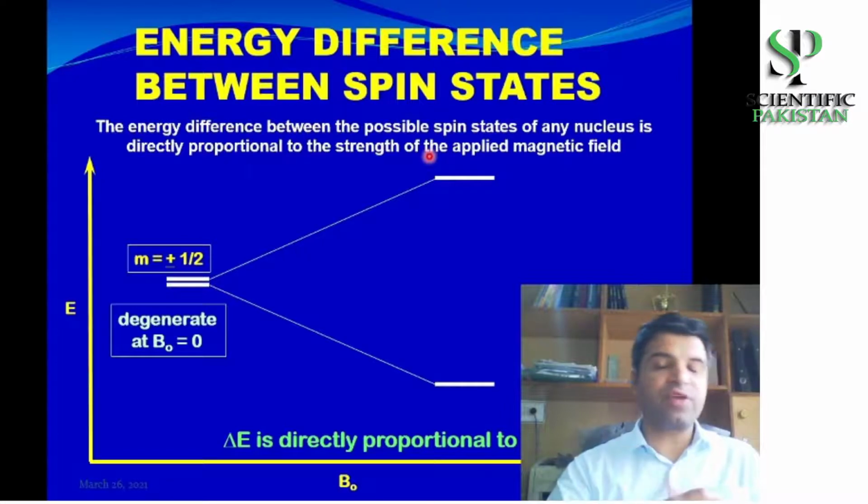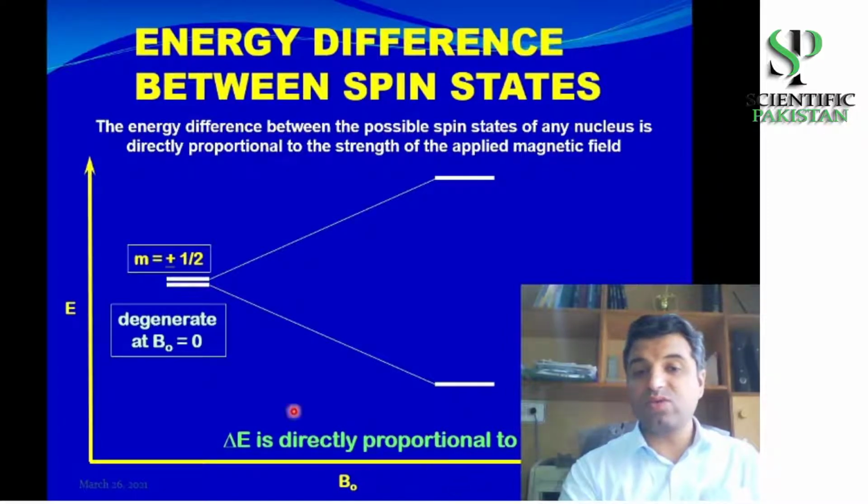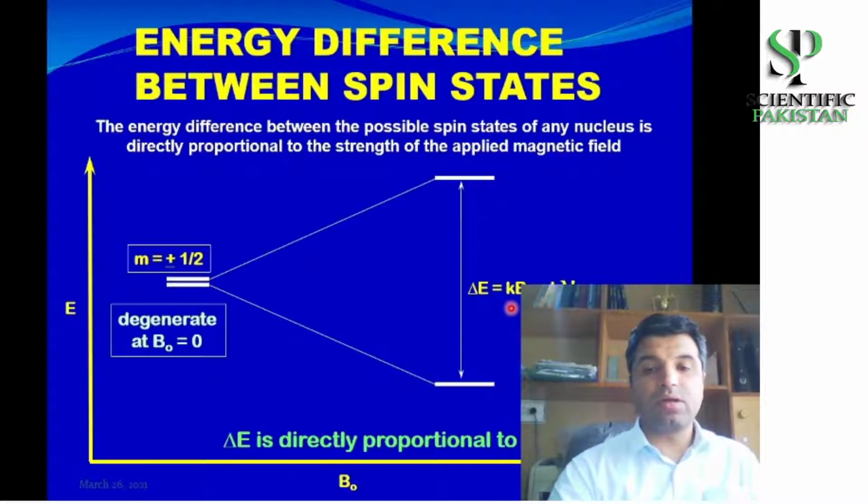So they arrange themselves in all possible spin states. For a spin half nucleus, as you can see here, there are 2 possible spin states. One is a lower energy spin state and the other is a higher energy spin state. An energy gap is developed between these 2 spin states, and this del E is directly proportional to B naught. You can see from this diagram that if B naught is equal to 0, there is no energy gap between the spin states. But as soon as you start increasing B naught, this energy gap increases. So del E is directly proportional to B naught. And if you convert it into an equation, del E is equal to K B naught.